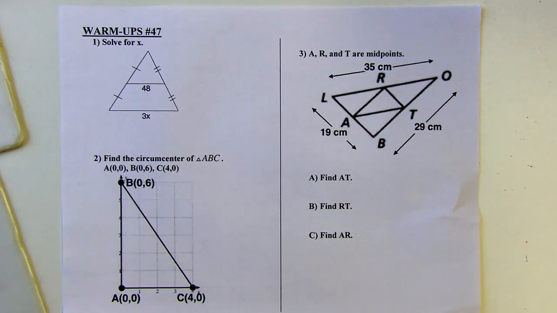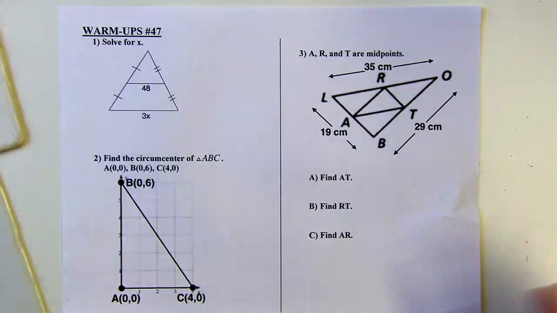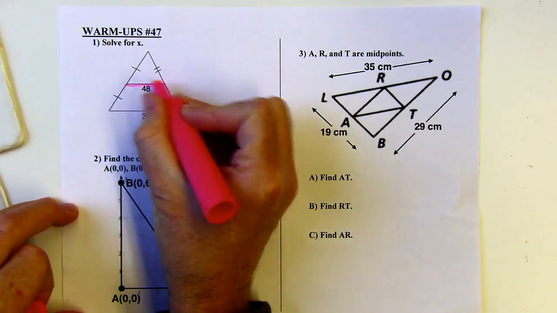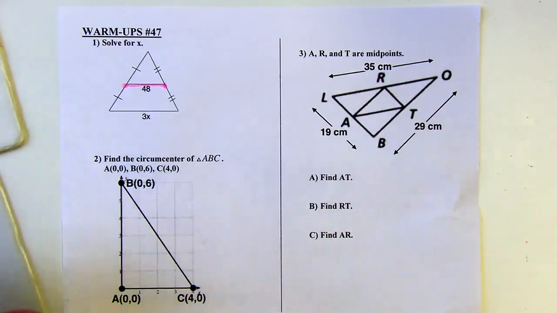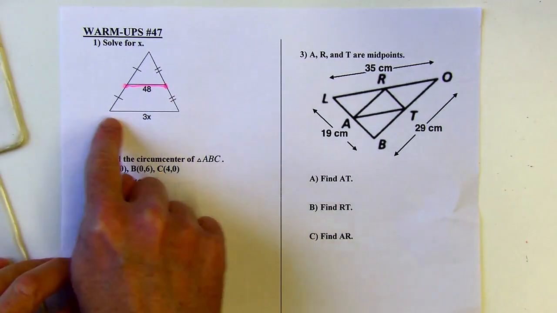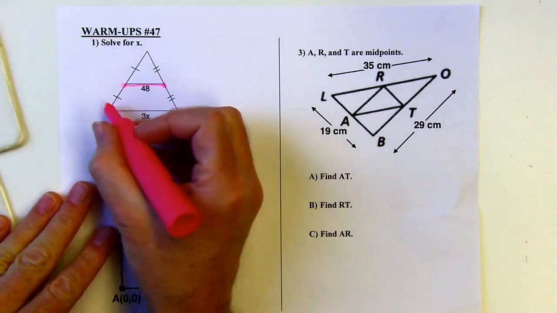Okay, here's warm-up number 47. So this segment here is called a mid-segment of a triangle because it connects two midpoints. And the idea is the mid-segment is going to be half the length of the side that it's parallel to, so the side that it doesn't intersect.